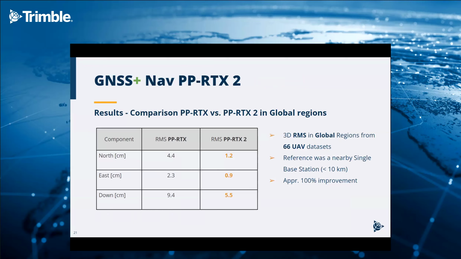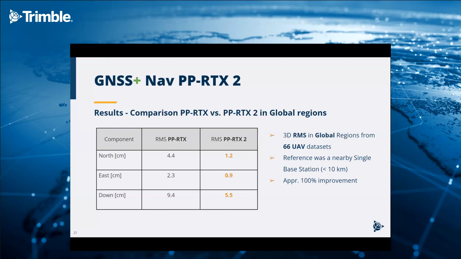That is very beneficial in the global region, as long as you have the additional Baidu 3 signals available. And what we did here is we compared PPRTX standard processing versus the latest PPRTX processing, which we call PPRTX2. We compared that over 66 UAV data sets, and we always compared to a single base reference where the base station was very nearby, so below 10-kilometer range.